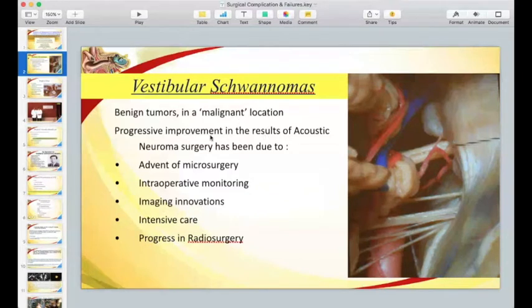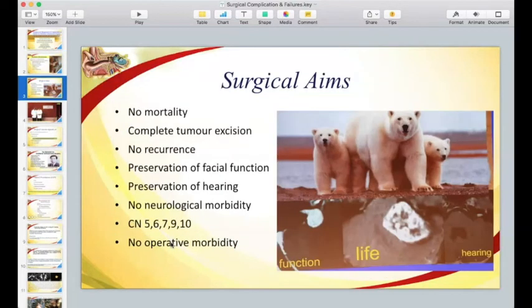There's progressive improvement, of course, because of the advent of microsurgery, intraoperative monitoring you just heard about, imaging innovations you heard, Shilpa, intensive care, and progress in radiosurgery, which also we heard. So surgical aims are the same. I've shown you a picture where you can see a small baby bear, father bear, mother bear. The small acoustic tumor in the meatus, large tumor compressing the brainstem, grade 4, and a medium-sized tumor over here.